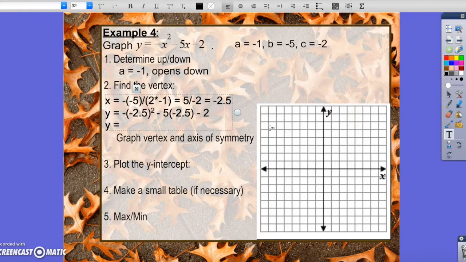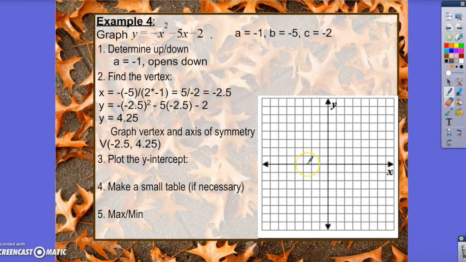Your y should actually be 4.25. So my vertex, and I'll write it down here, is -2.5, comma, 4.25. So let's plot that point. -2.5 is roughly here, and 1, 2, 3, 4.25 is roughly here. That's my vertex. Now, I'm not going to label what the axis of symmetry is unless they really want it.